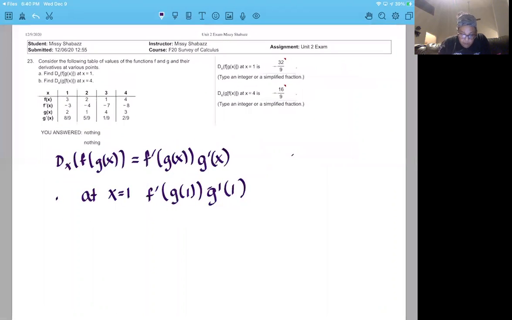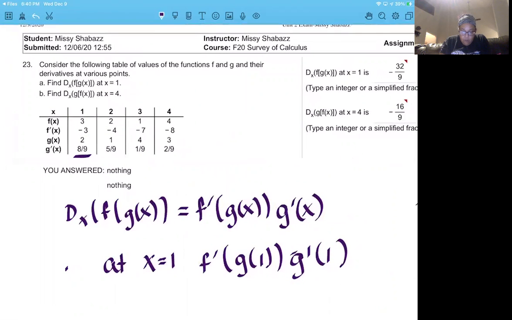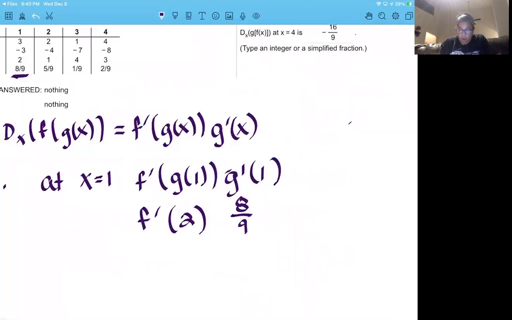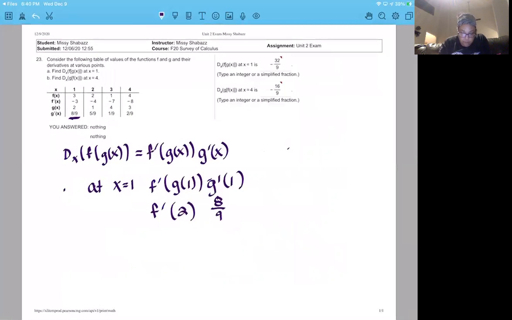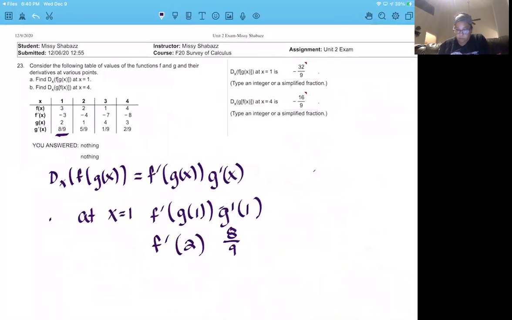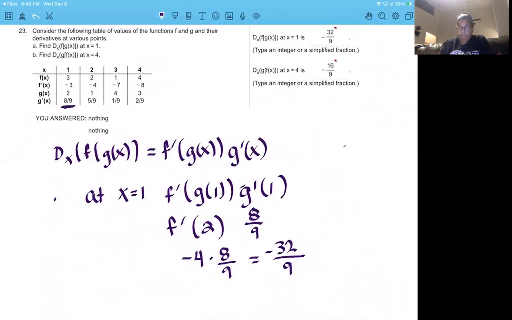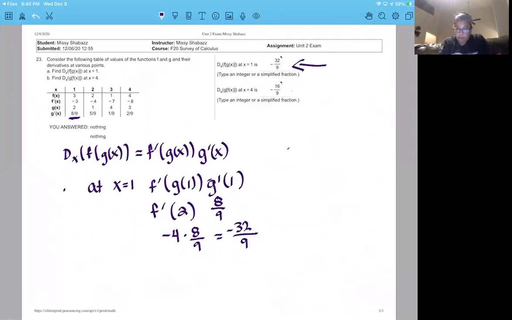All right, so I'm looking at 1. So g prime of 1 is 8/9, and g of 1 is 2. So now what I want is f prime of 2, which is negative 4. So I have negative 4 times 8/9, which equals negative 32 over 9. So that is part A.